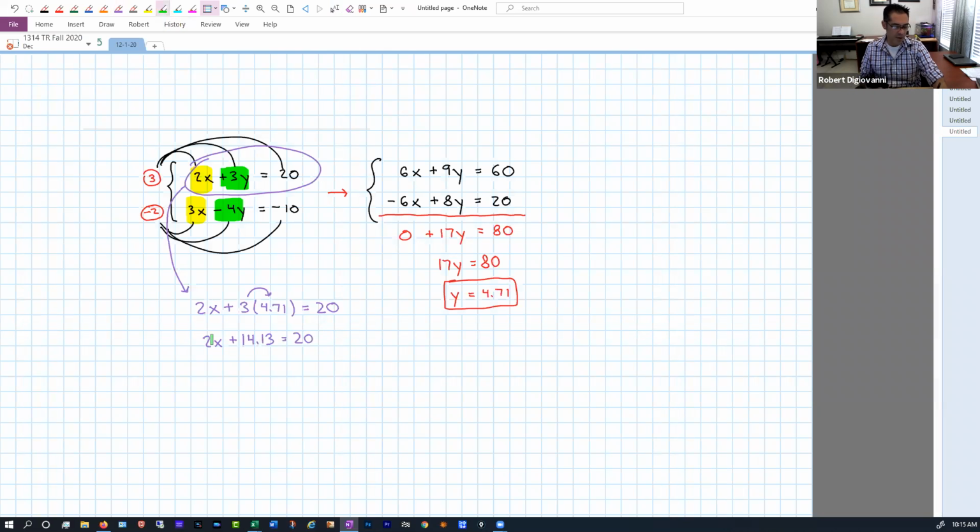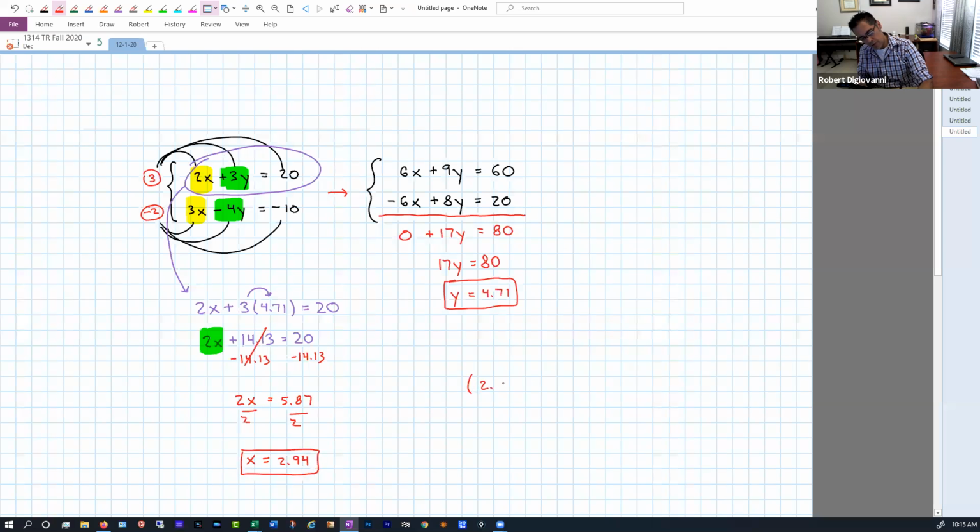I'm trying to solve for X, so let me get this term by itself. So I will subtract 14.13. So this should give me 2x on the left side because those go away, equals, I'm getting here 5.87. Final step, divide by 2. X is about 2.94. So as a point, it's 2.94 and then 4.71.